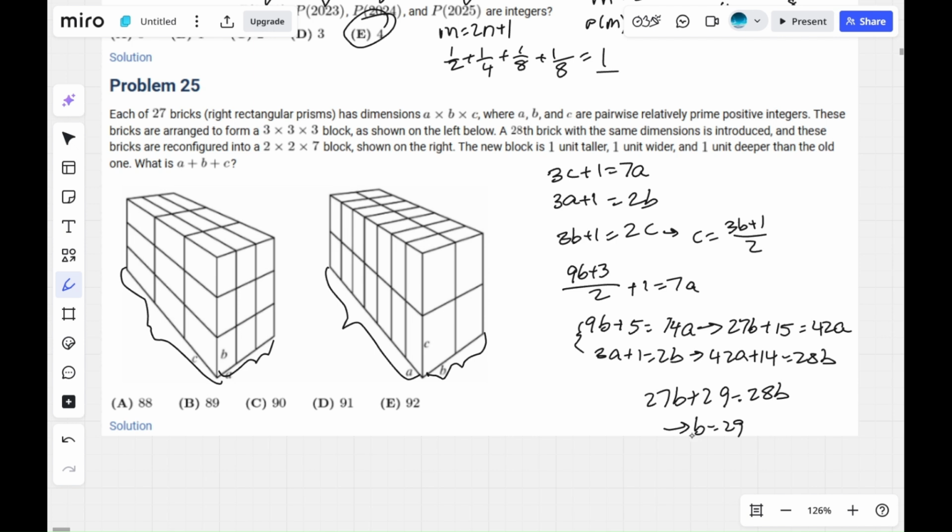So c is 3b plus 1 over 2, which is 87 plus 1 over 2, which is 44. And a is equal to 3c plus 1 divided by 7, which is 133 over 7, which is 19. So if we add these up, then 29 plus 19 plus 44 will be equal to 92. So our answer for question 25 is E.